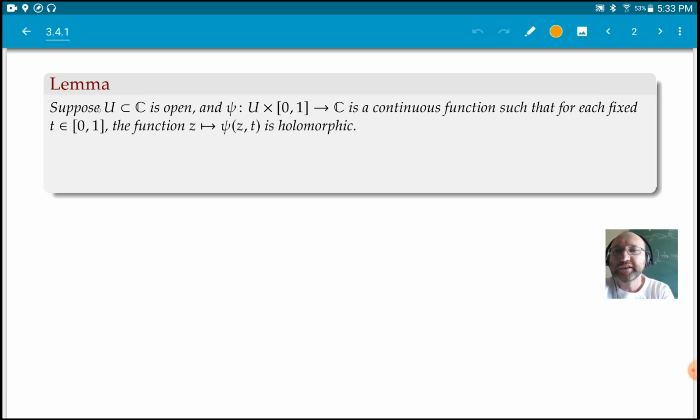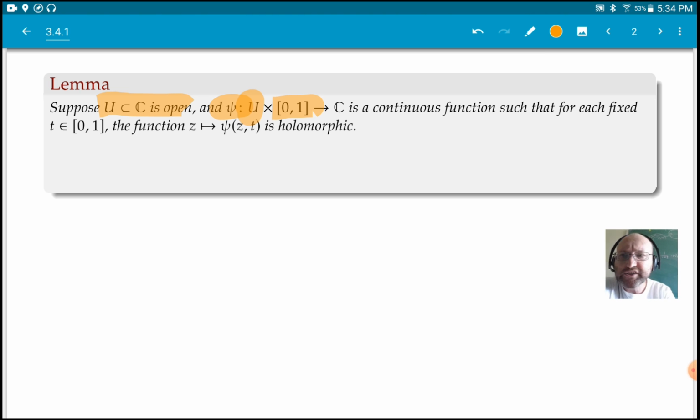Suppose that you have an open set U, and you have a function c, which is a function of two variables, z and t. So the z is going to vary in the U, and the t varies in the unit interval. It could be any sort of interval, really. And let's suppose that that's a continuous function. So a continuous function as a function of both variables, z and t, right? So really maybe as a function of three real variables, x, y, and t, if you want to think of it that way.